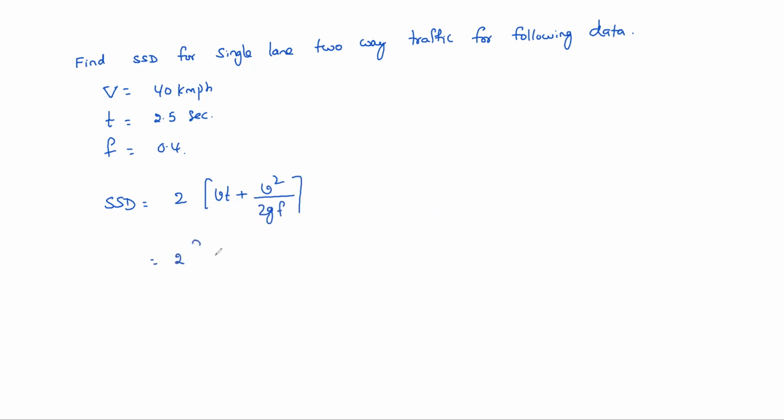2 into V, 40 by 3.6, times 2.5 seconds, plus V square, 40 by 3.6 square, by 2 into 9.81 into F 0.4. How much? 87, 87 meters. Okay, like this. Clear? Kirti, clear, ma'am? Yes, sir.